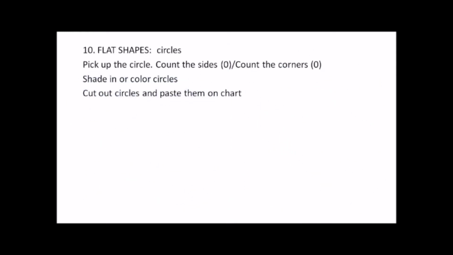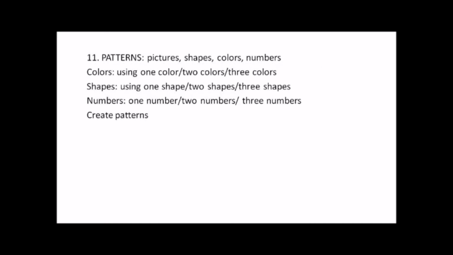Okay, we move on to more flat shapes, and for this we're dealing with circles. Now we've already done triangles. Next, you can look at the circle, pick up the circle, count the sides, and the child may be tempted to say it has 1 round side, but it doesn't really have any sides. Okay, and then they count the corners, no sides. Shade in or color circles, cut out circles and paste them on a chart. And so here you can reinforce colors again, and then reinforce size, big or small.